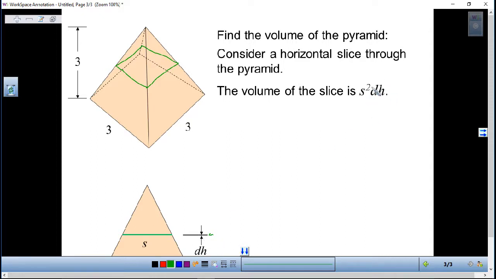And what is S squared? Well, that is the area of this cross-sectional slice. So that's the way we're going to set it up. So I want you to go ahead and start thinking about that, area times thickness, because that's the way we're going to set most all of these up.